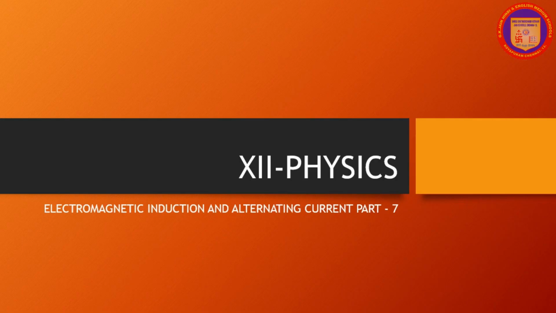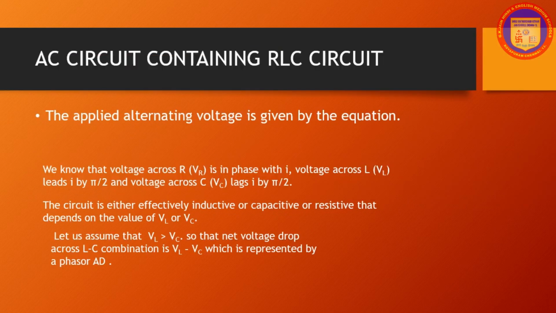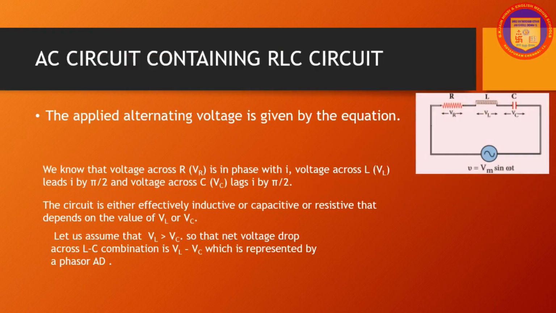Electromagnetic induction and alternating current part 7. AC circuit containing a resistor, an inductor and a capacitor in series. Consider a circuit containing a resistor of resistance R, an inductor of inductance L and a capacitor of capacitance C connected across an alternating voltage source. The applied alternating voltage is given by the equation V is equal to Vm sin omega t. Let I be the current flowing through the circuit at that instant.